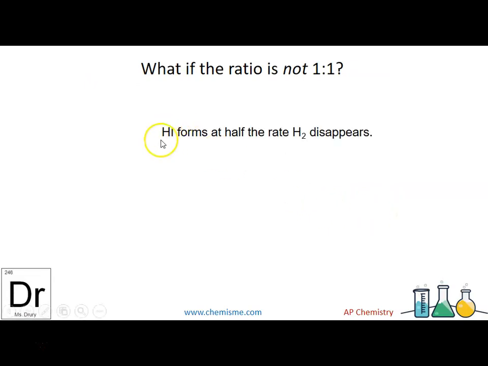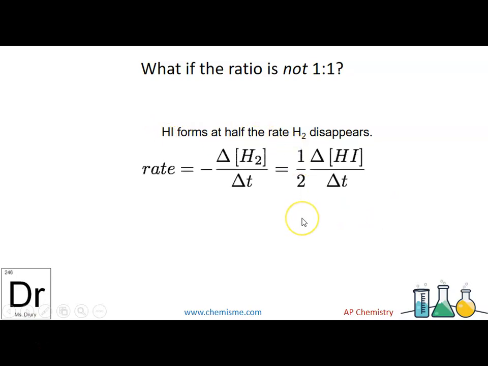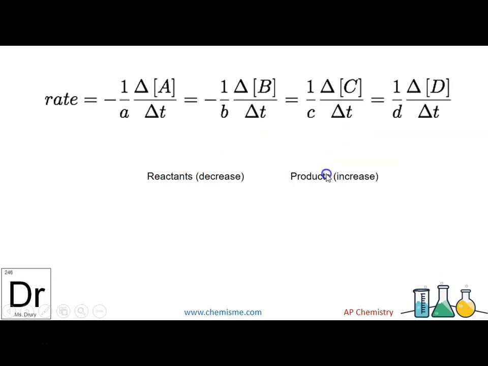So take an example of HI forming at the rate of half of which hydrogen disappears. Notice that when they say that, it means whatever the hydrogen was doing, it was disappearing, so it was negative. The HI must be forming, so it's positive, at half the rate. So that's why it has a coefficient of 1/2 in the equation. That's how we would read it, and this is how we would write the equation. The reason we do that is actually because it's just the inverse of the coefficient.